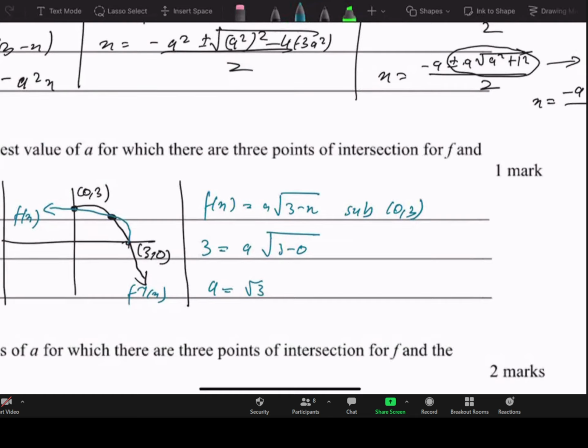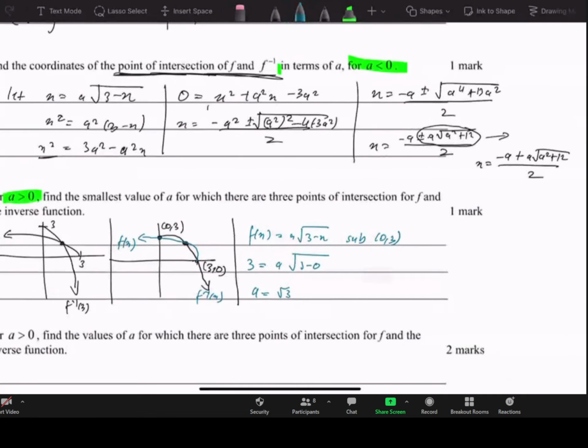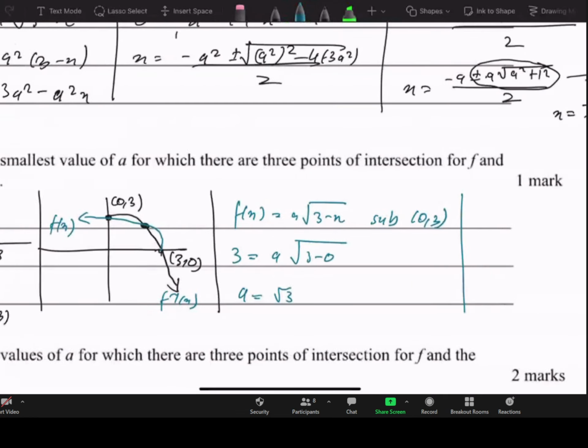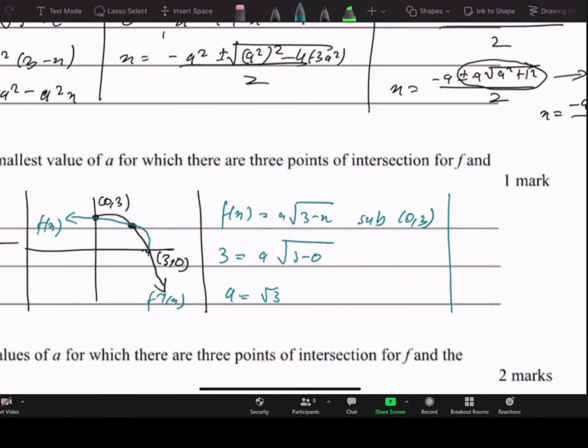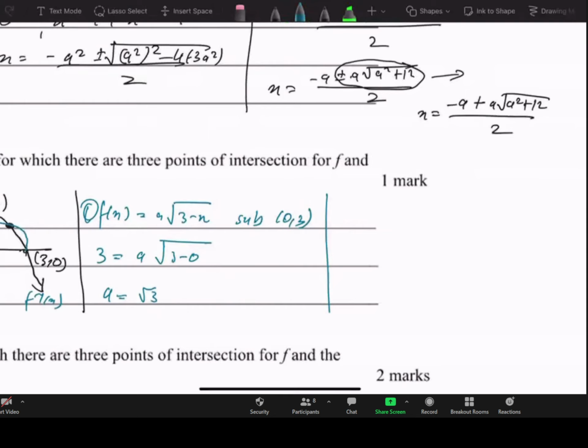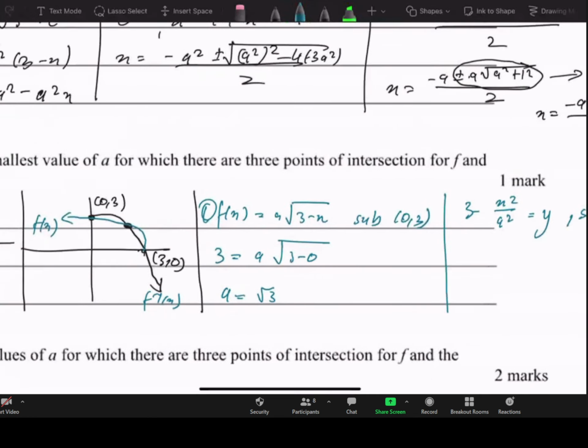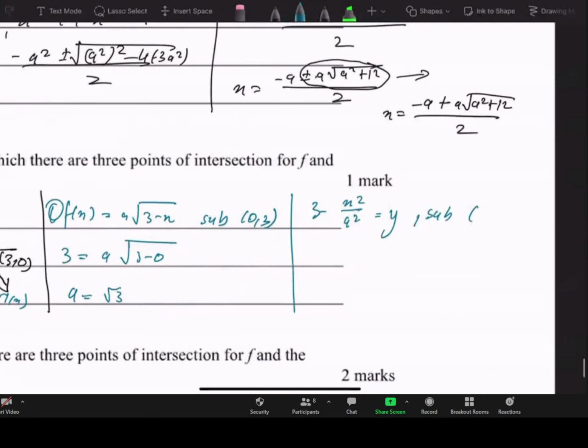And you don't really have to solve for the other one because you get the same thing, but I'll do it anyway. So the first thing we know is that f(x) has to go through (0, 3), and f inverse x has to go through (3, 0). So this is f inverse, and this one has to go through (3, 0). So 3 minus 9 over a squared equals 0. So 3 equals 9 over a squared.